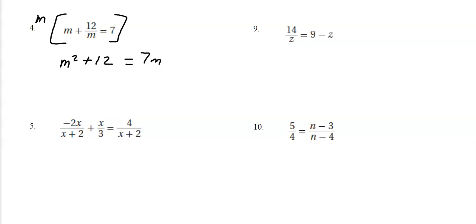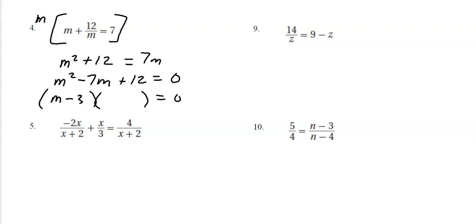But I'm going to set it equal to 0, move the 7m over. So I think it looks like I could do -3, -4. So my solutions would be 3 and 4. And I could plug those two in, make sure they work, make sure there's nothing in the denominator that makes it undefined. But it looks like we'd be good to go.